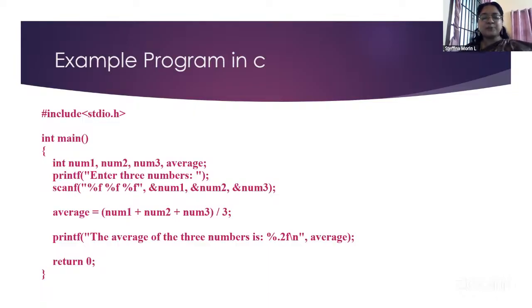And then you need a printf statement. printf is for output, that is, "Enter three numbers". And then scanf, you are getting input. %d, I am getting that input in number1, number2, number3, and then the average. Here I do the computation. After the computation, I print the average of three numbers, and return 0. This is your example programming statement.